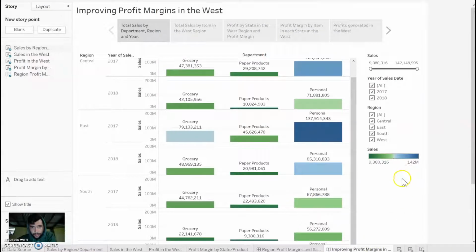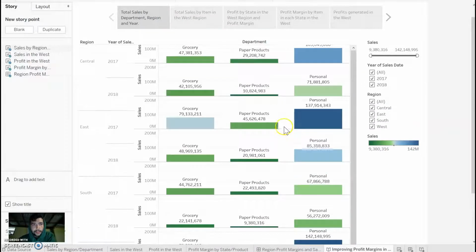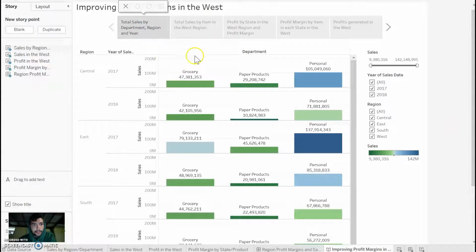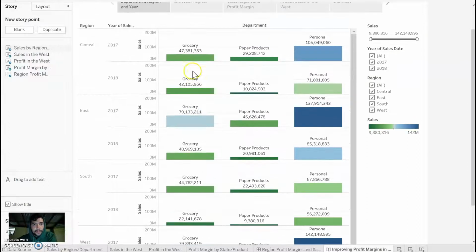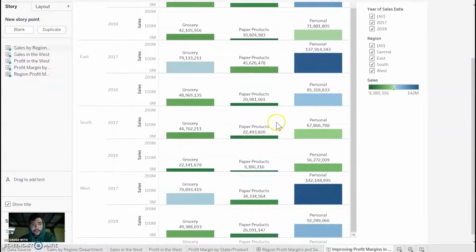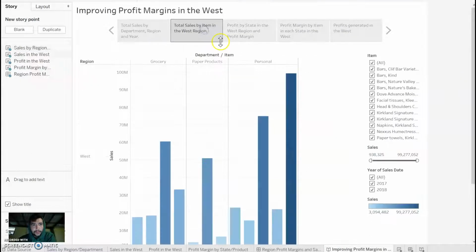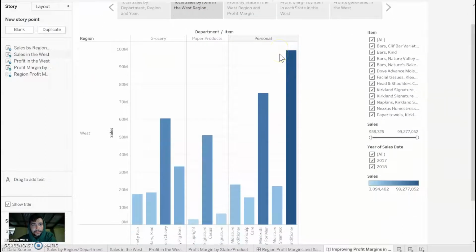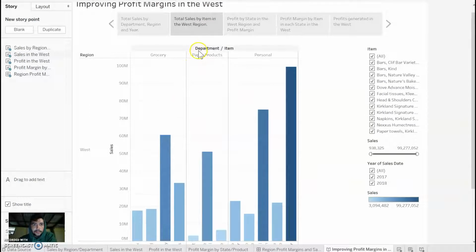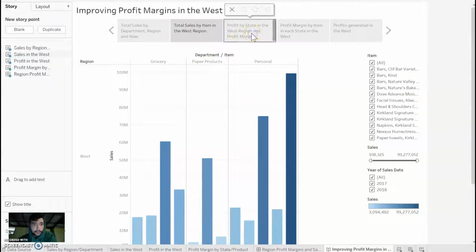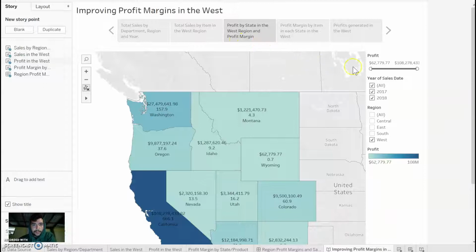And then the story basically sums up the whole project. Starting off with the main sheet, which has the majority of the information broken down by sales in each department in each region. Going into the total sales in the West region by the different items, and then the profit by state in the West region with the profit margins.